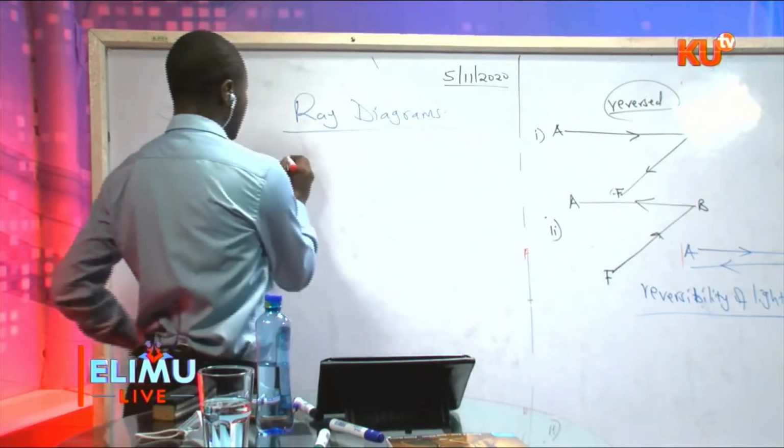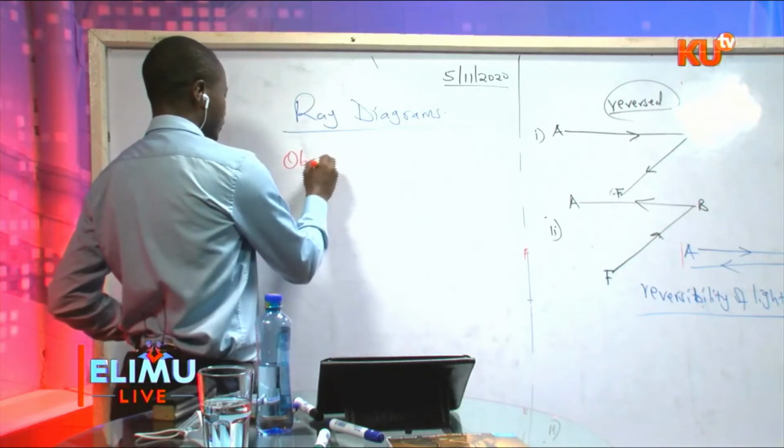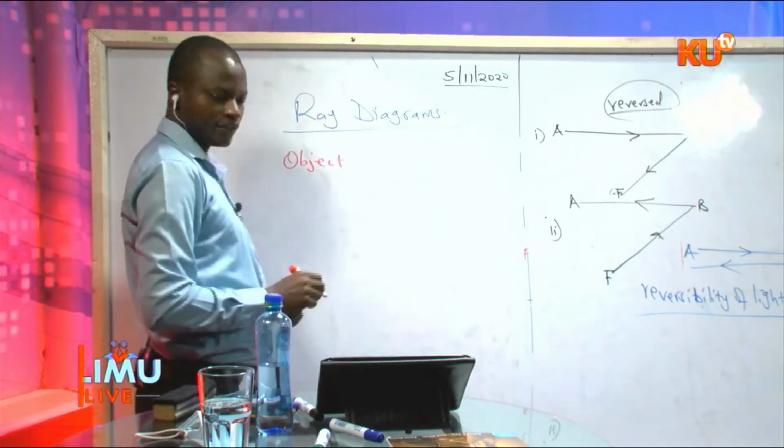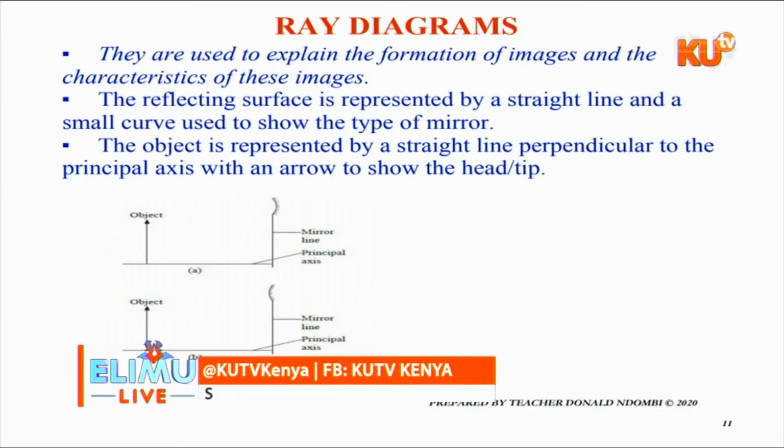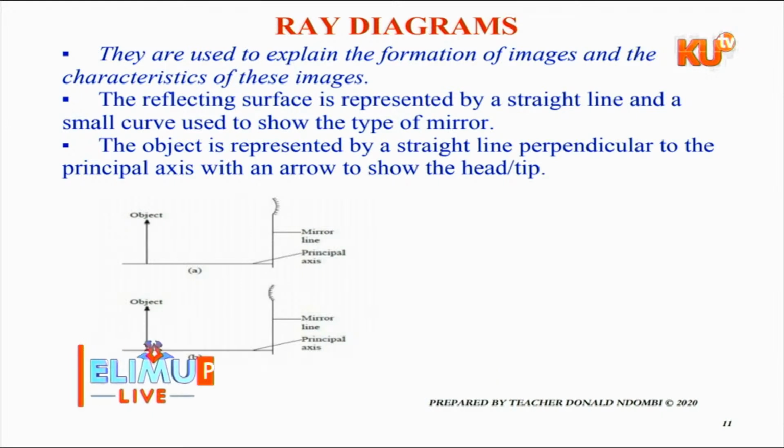In the ray diagrams, we have the object, then we have the mirror. You need to know, how do you represent the mirror? How do you represent the object? And especially the type of mirror. So the object is represented by a straight line. The object is represented by a straight line with an arrow.